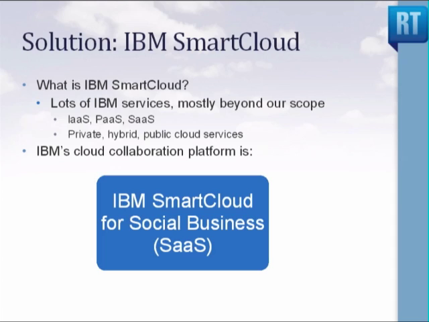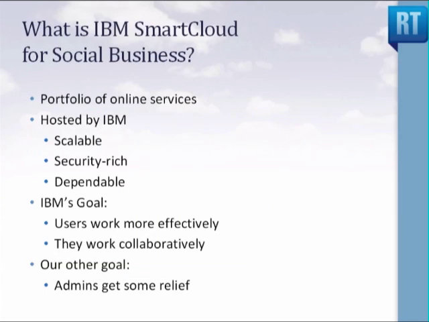But the aspect of it that we are going to talk about today is what IBM calls IBM SmartCloud for social business, which is software as a service. What is that exactly? It is a portfolio of online services hosted by IBM. And of course, what that means is that it's very scalable. You can add lots and lots of users, and it'll just scale up for you.